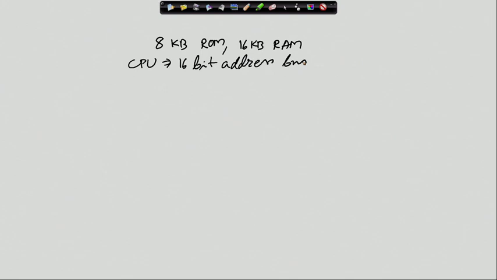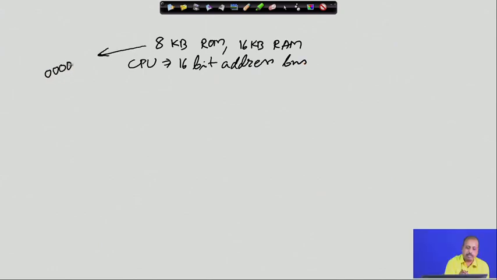Now, this ROM and RAM: it is required that the ROM starts at location 0000 hex, whereas the RAM should start at location 8000 hex. This will help us in distinguishing the RAM space and ROM space. That is useful in many cases.